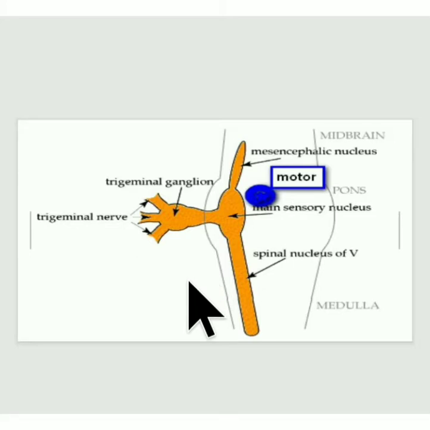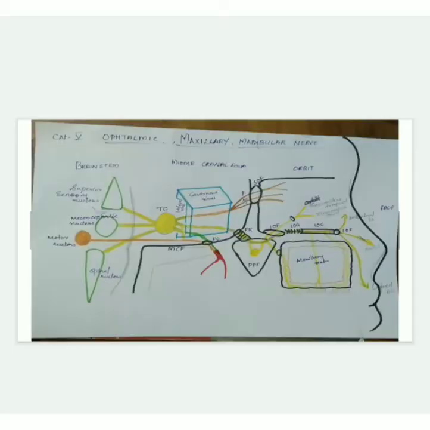For the trigeminal nerve, there is one motor nucleus and three sensory nuclei. The three sensory nuclei are the mesencephalic nucleus, the main sensory nucleus, and the spinal nucleus of the trigeminal nerve. And then there is one motor nucleus.